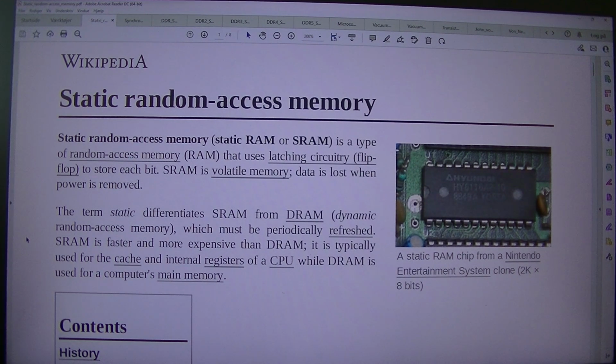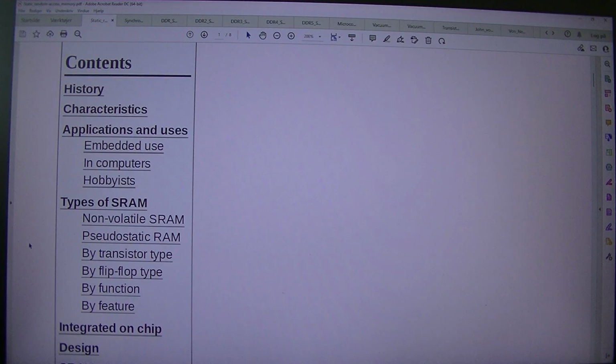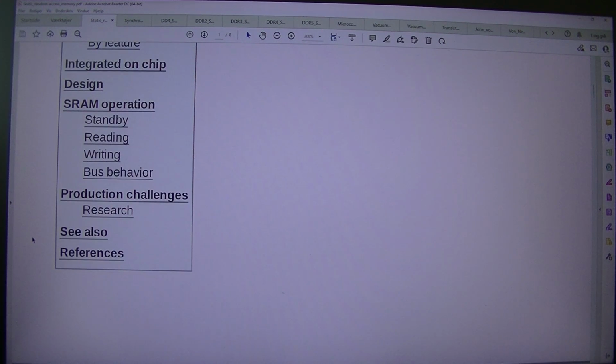It is typically used for the cache and internal registers of a CPU, while DRAM is used for a computer's main memory. Contents. History. Characteristics. Applications and uses. Embedded use. In computers. Hobbyists. Types of SRAM and volatile SRAM. Pseudostatic RAM. By transistor type. By flip-flop type. By function. By feature. Integrated on chip. Design. SRAM operation: standby, reading, writing, bus behavior. Production challenges. Research. See also. References.